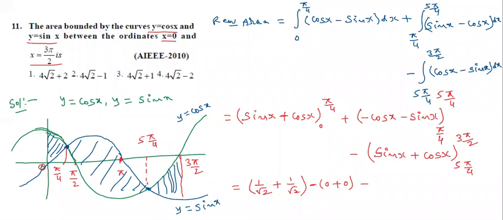So substitute the upper limit in the first term. Sin pi by 4 is 1 by root 2, cos pi by 4 is 1 by root 2. Substitute the lower limit 0: sin 0 is 0, cos 0 is 1. Now go to the second term.